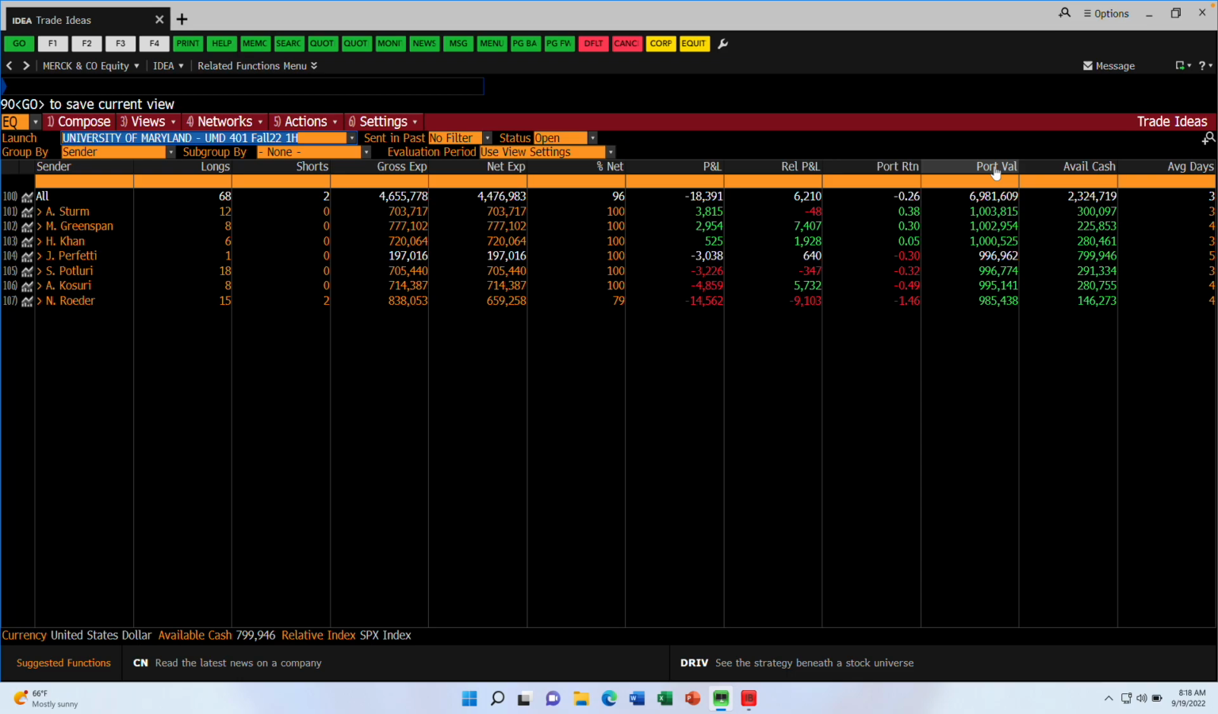Are you making more than what the S&P is doing, or are you making less? So it's just relative to index. But we don't care about that. As I said, the only thing we're going to care about this semester is portfolio value.